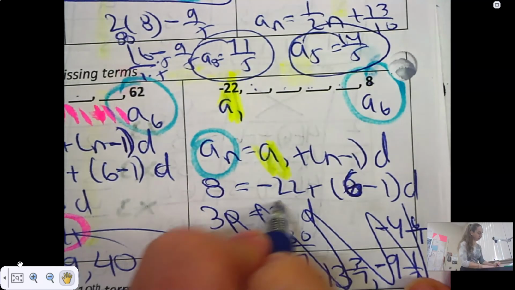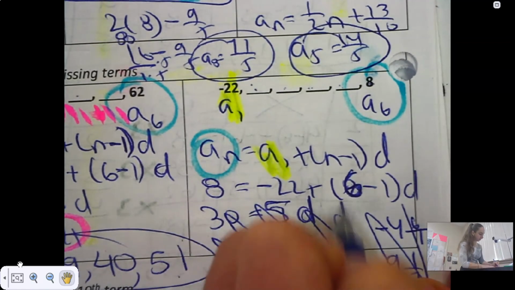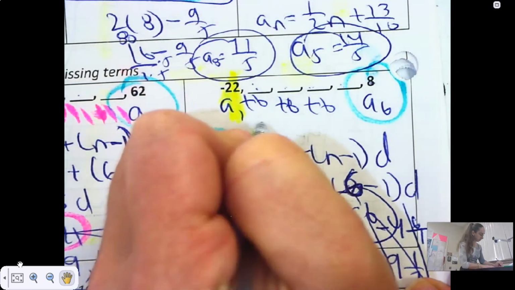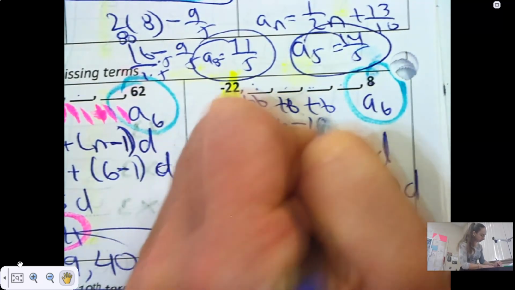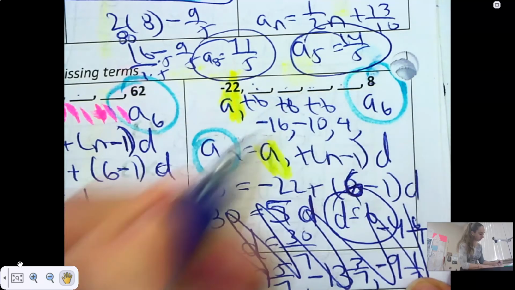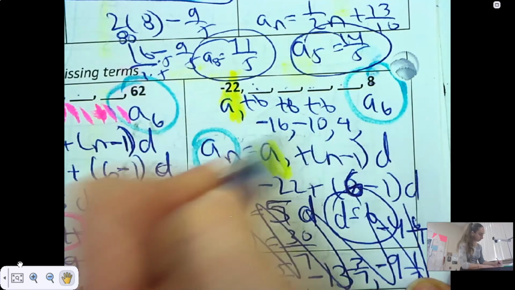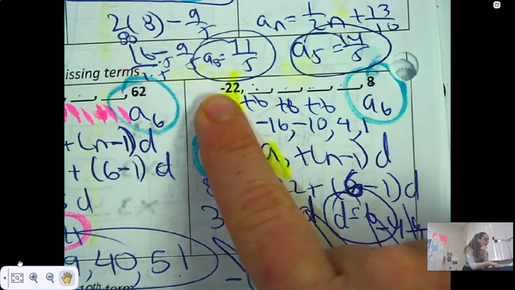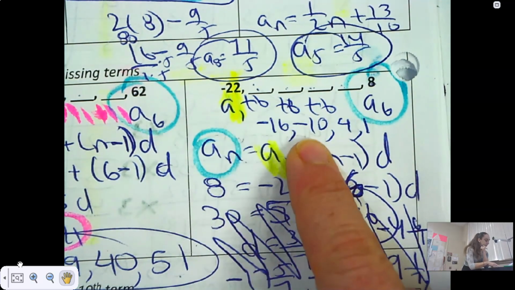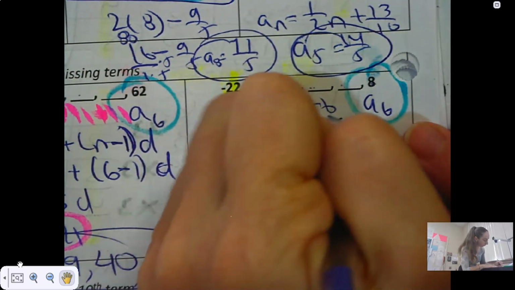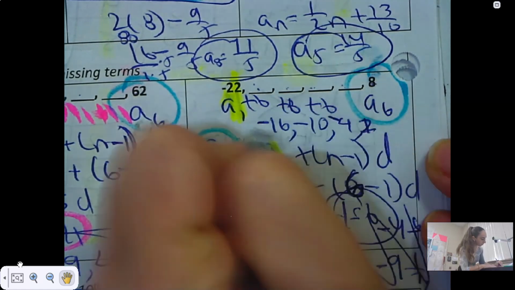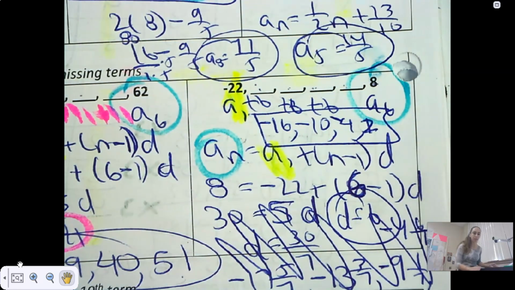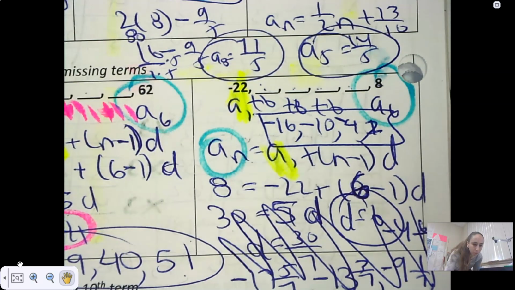So that would be 30 equals 5d. D equals 6. Plus 6, plus 6, plus 6. Negative 16 plus 6, negative 10 plus 6, negative 4 plus 6, 2 plus 6, 8. I'm going too fast now. Okay. Now that that was a fun hot mess, I'm going to stop the video and finish the rest of it on the next one.